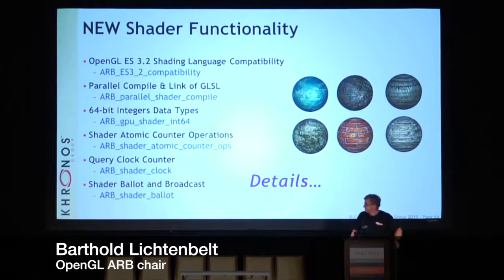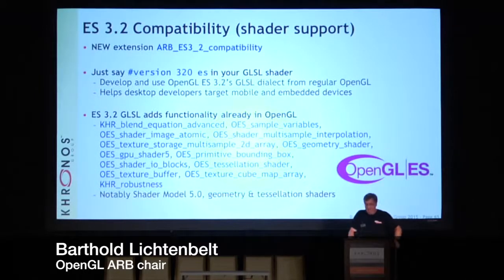Okay, new shader functionality, a set of 6 here, and here's where I counted ARB ES 3.2 compatibility twice, so I got to 14 total. We also now have the ability to get exactly the dialect, if you will, of ES GLSL in OpenGL. So you just say #version 320 es and off you go in your desktop implementation.